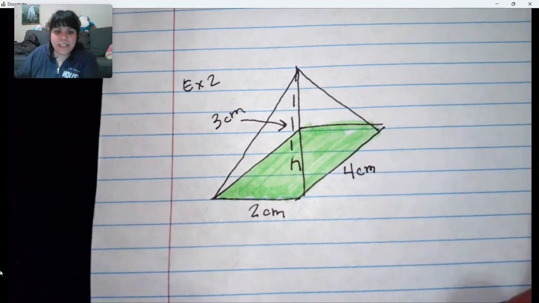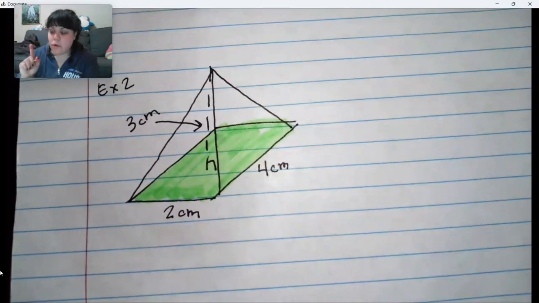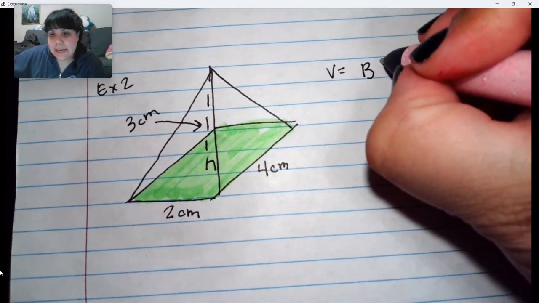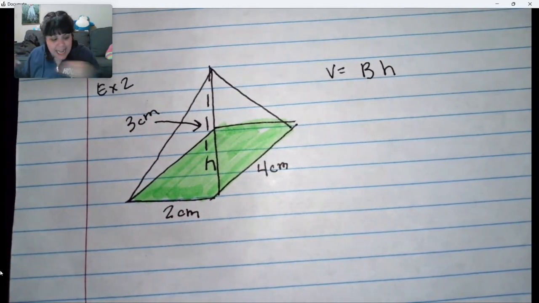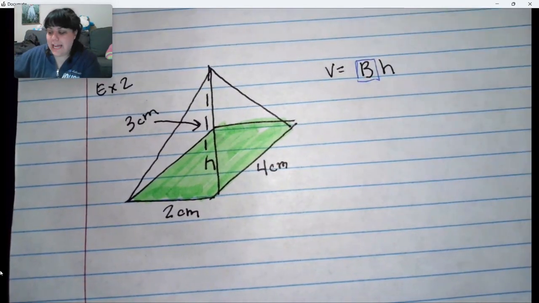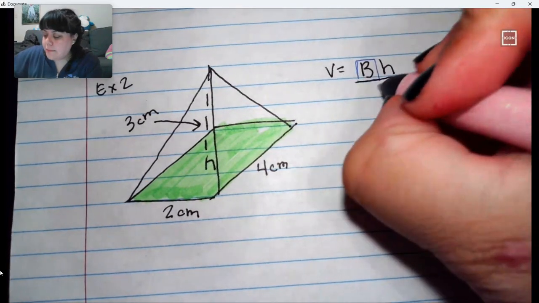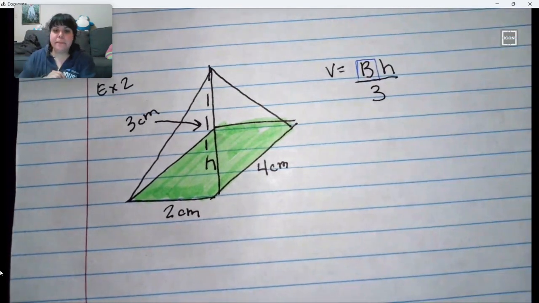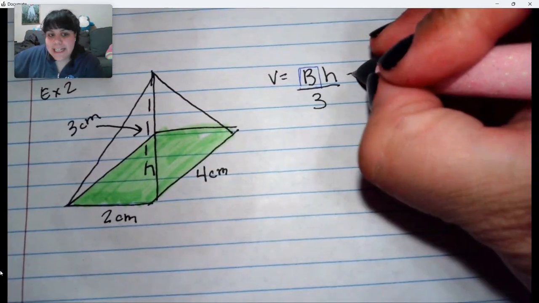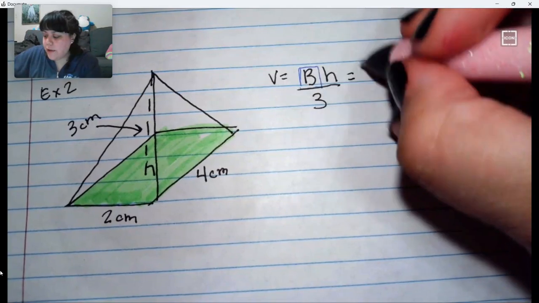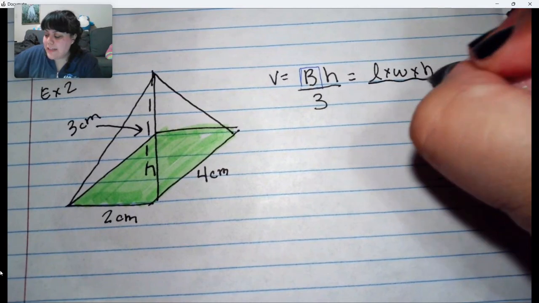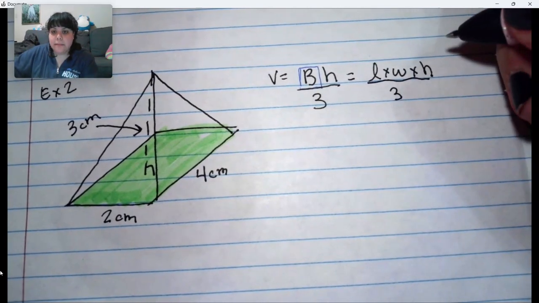Okay, so first thing I'm going to do is write my formula. Volume equals area of my base times my height, and again, I'm going to put a little rectangle around B so I don't forget, everything divided by 3. If I were to break that down further, area of my base is length times width, times my height, all of that divided by 3.